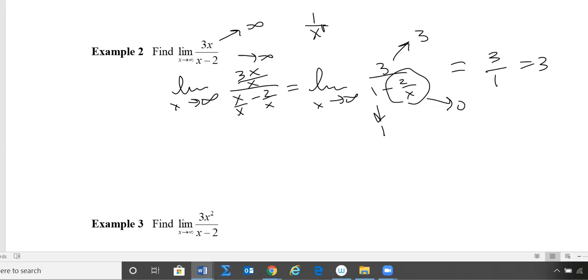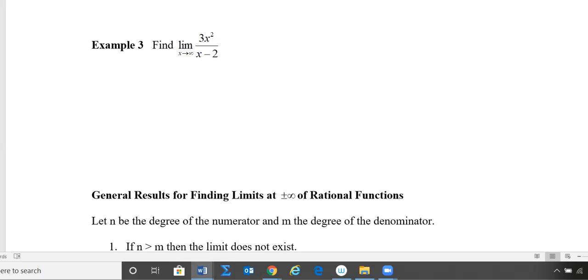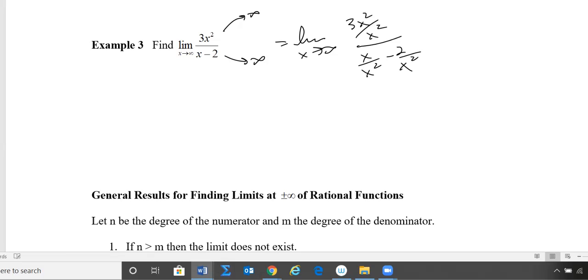So that's how we can handle that type of problem. Here's another one. We'll treat this the same way. Notice that the numerator heads to infinity, so does the denominator, but we can do a little bit of algebra. And this time you're going to divide by x squared. And that becomes this.